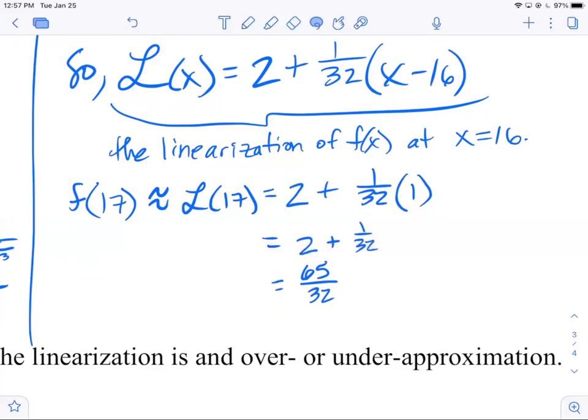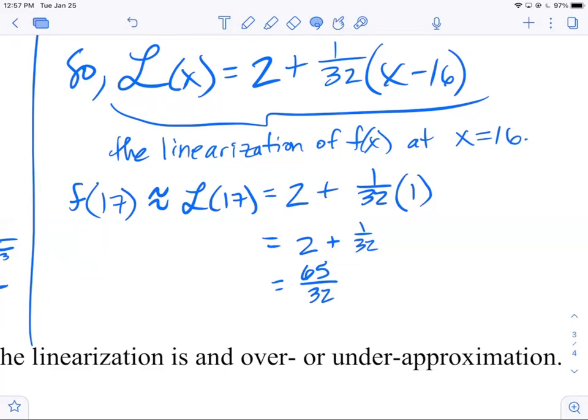65 thirty-seconds. Now again, I ask you, is that too big or too small? Too big. Why? The 4th root is concave down. Where? On the entire interval between the center, which is 16, and the x value we're using. So on the interval from 16 to 17.